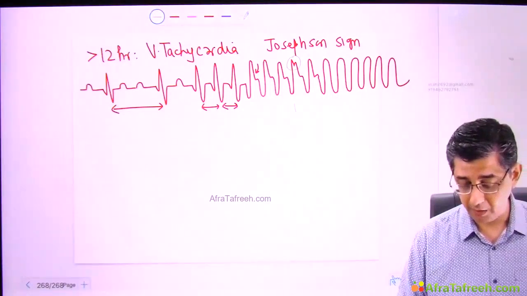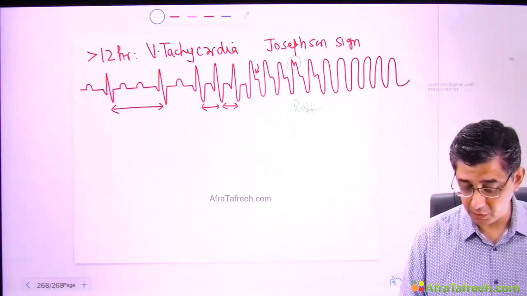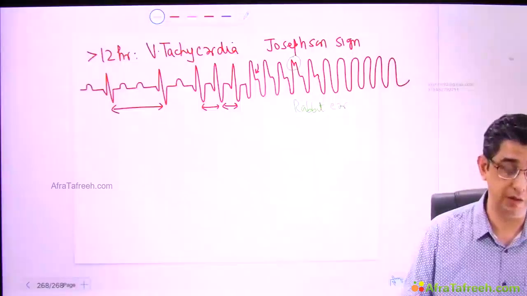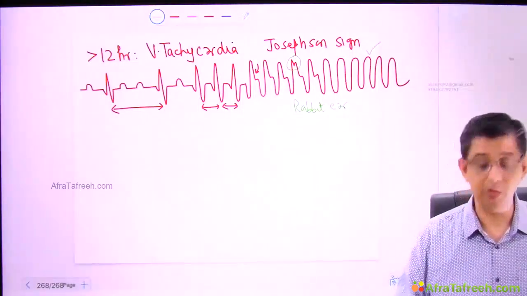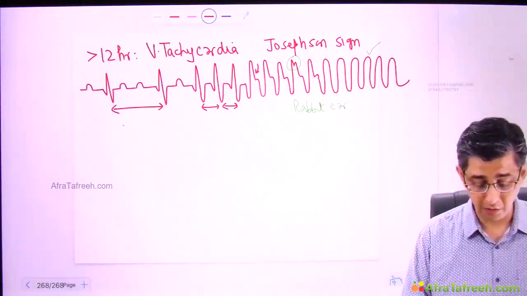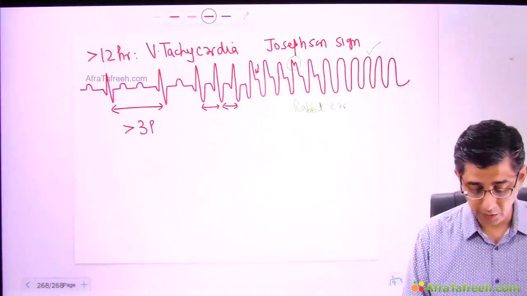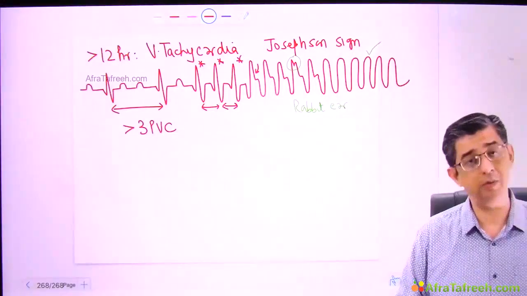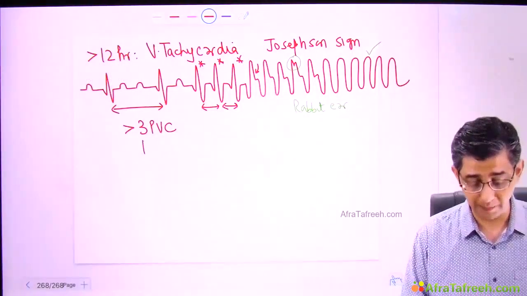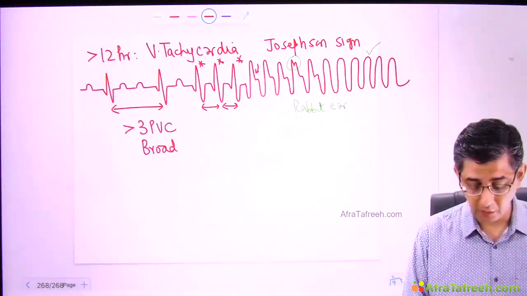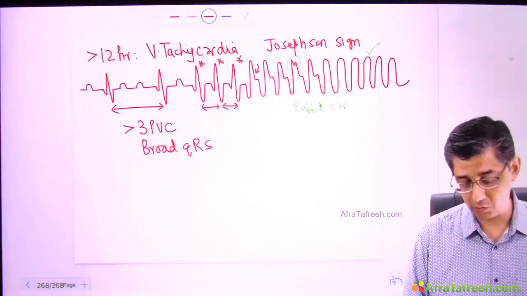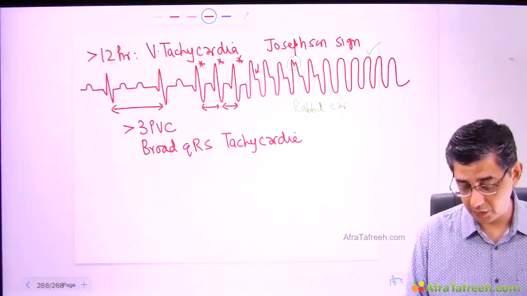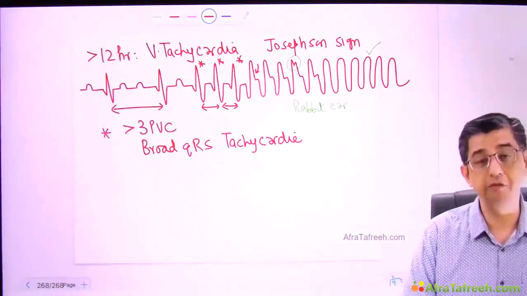The rabbit ear appearance in this case is not going to be symmetrical, in the sense that one ear of the rabbit is relatively bigger than the other. On the extreme right-hand side, the sinusoidal pattern can be seen. The definition of ventricular tachycardia is more than 3 premature ventricular complexes. Where I put the star mark are the premature ventricular complexes. You can see broad QRS complexes, and the RR interval of the patient is reduced. So I'm writing that broad QRS tachycardia is one of the important diagnostic features of VT.